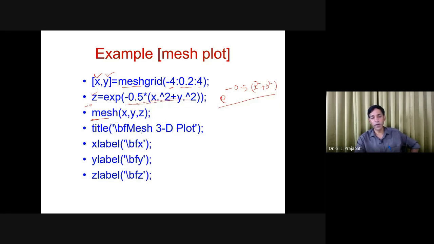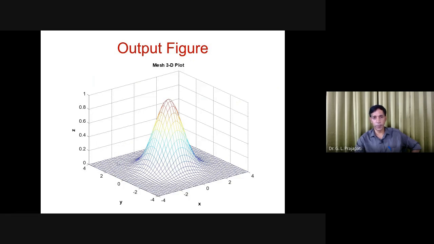Title in boldface. You are writing the mesh 3D plot. The x label is boldface, and so on for x, y, and z. You have the labels. And once you run this, then you will get the answer like this. So this is the title of this mesh, mesh 3D plot. This is the title you have, and the x axis label, y axis label, and z. This is the z value.